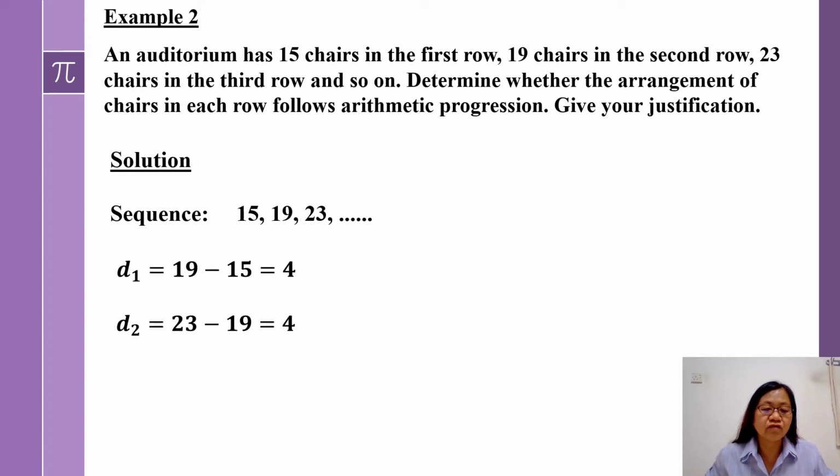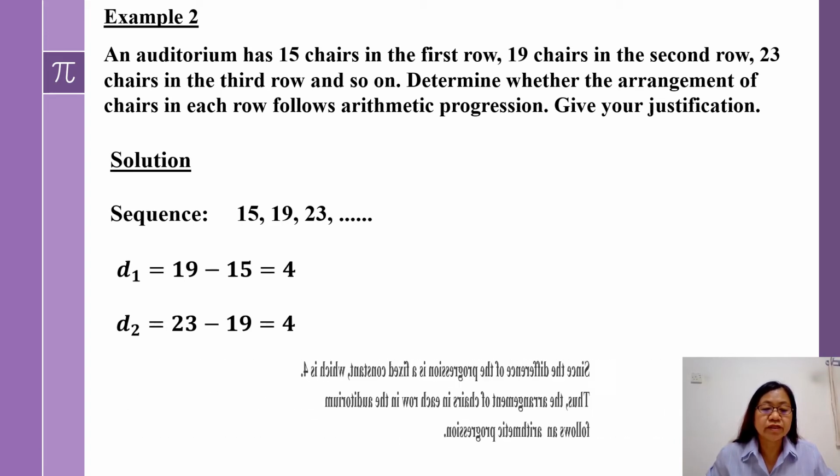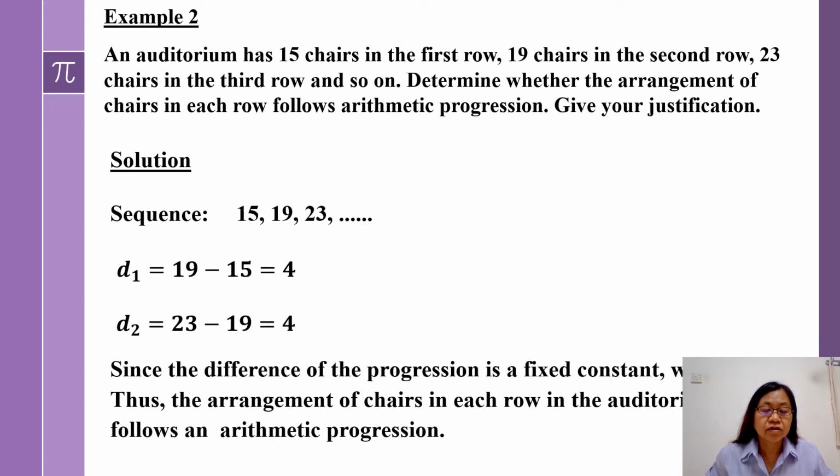The answer is 4. Your d2 is 23 minus 19, so the answer is also 4. Since the difference of the progression is a fixed constant, the arrangement of chairs in each row in the auditorium follows an arithmetic progression.